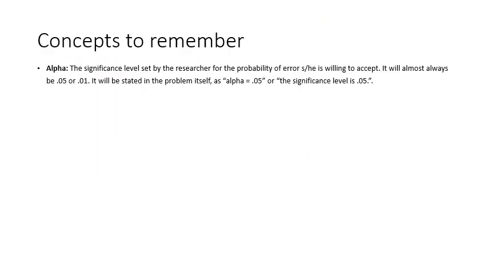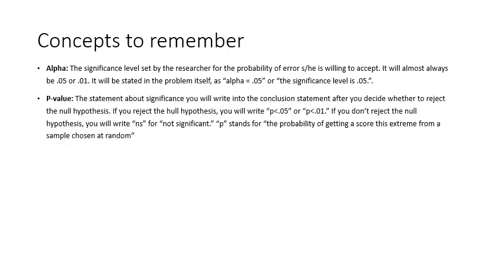So here are the key concepts. The first is alpha, and remember that's the significance level set by the researcher for the probability of error that he or she is willing to accept. It's almost always, in fact it is always in our assignments, going to be 0.05 or 0.01, meaning that the researcher is willing to accept a 5% chance of error or a 1% chance of error. And you'll find it in the problem itself, where it will be stated. It will say alpha equals 0.05, or maybe the significance level is 0.05 or 0.01. If it's not stated, always assume it's 0.05.